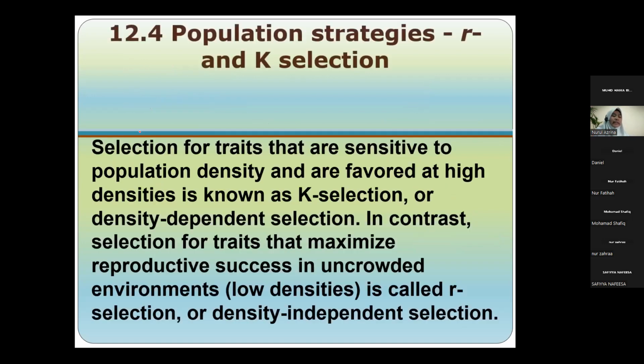Selection for traits that are sensitive to population density and favored at high densities is known as K selection, or density dependent selection. In contrast, selection for traits that maximize reproductive success, which is R, in uncrowded environments is called R selection, or density independent selection.